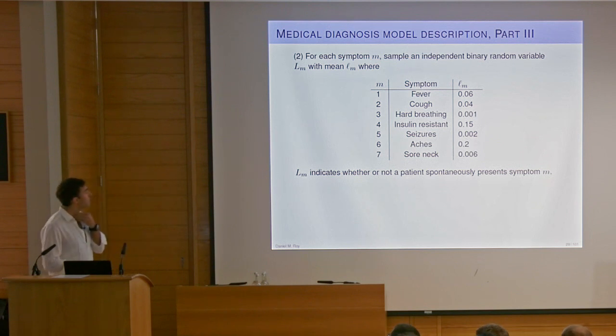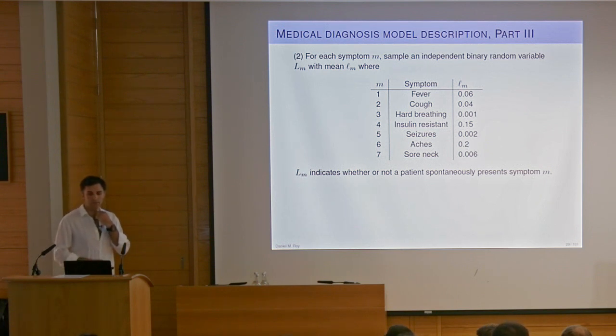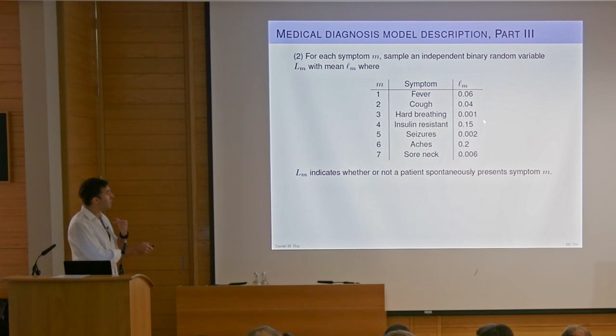The solution that I've taken here, and it's a classical one, I'll make the reference later, is that for each symptom, I'm going to start by sampling an independent binary random variable. And these are the probabilities that are going to be associated with each of these symptoms. I'm only considering 7 symptoms. So for fever, this variable is going to be, say, 1 with 6% probability. Insulin resistance at 15% probability.